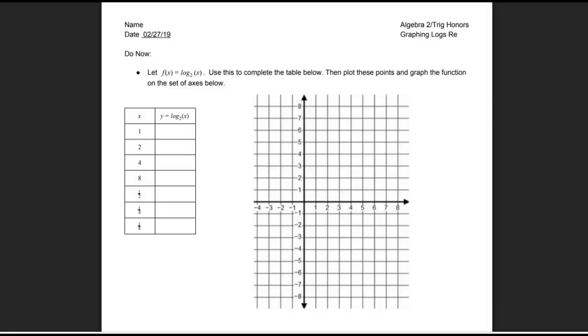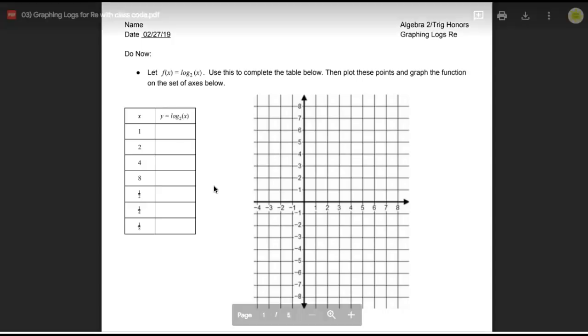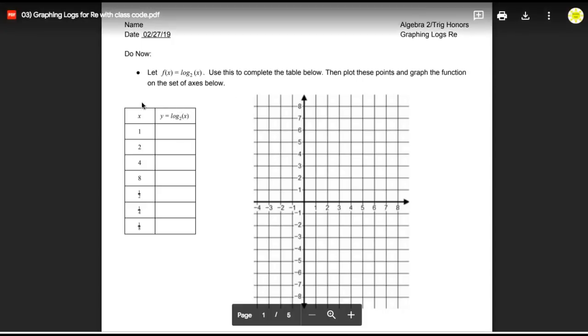So for today's lesson, we're going to be graphing logs. And I'm going to show you guys first what a basic log graph looks like. So if we have f of x equals log base 2 of x, remember what we're really asking you is what power of 2 is equal to my thing in the parentheses.